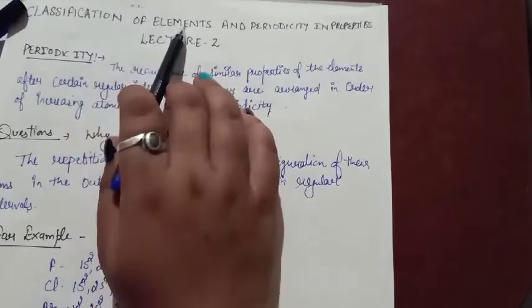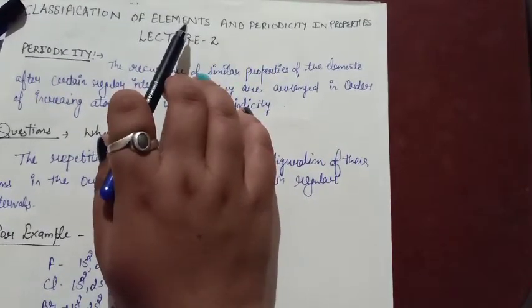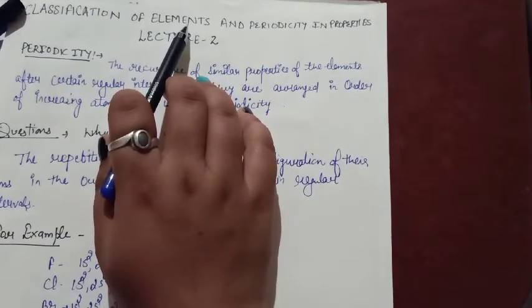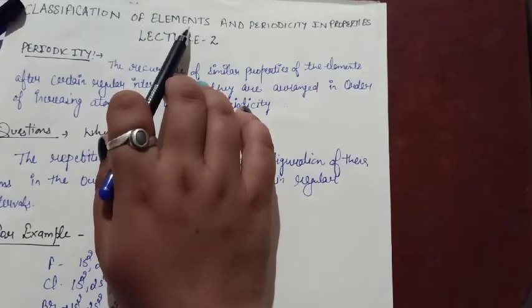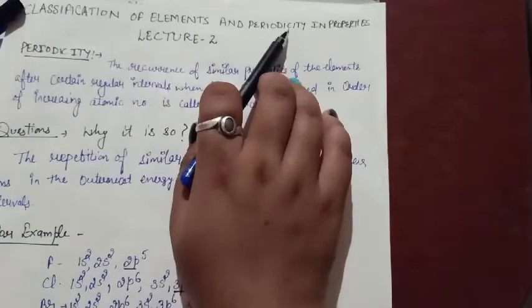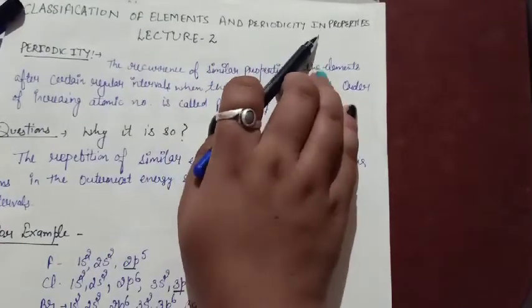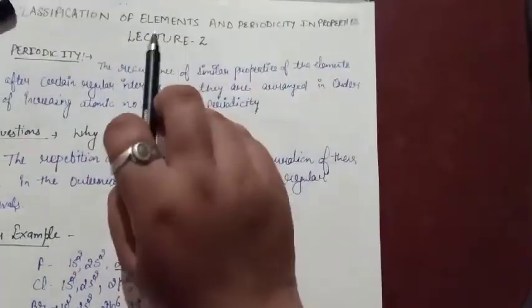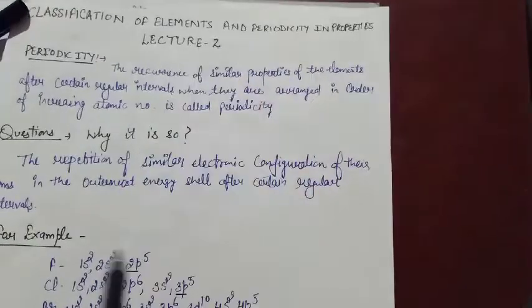Now, as we are discussing the unit classification of elements and periodicity in properties, we have discussed how the elements are classified. Here we have discussed the modern periodic table. We will discuss only those topics which are in your syllabus. Now we have to start with periodicity in properties. Today is lecture 2.